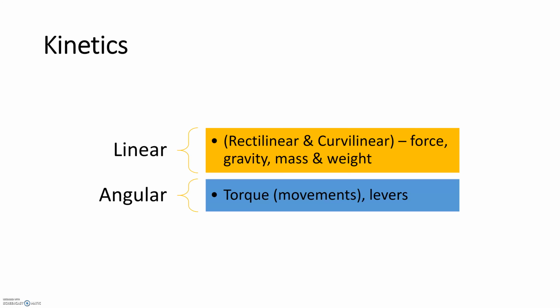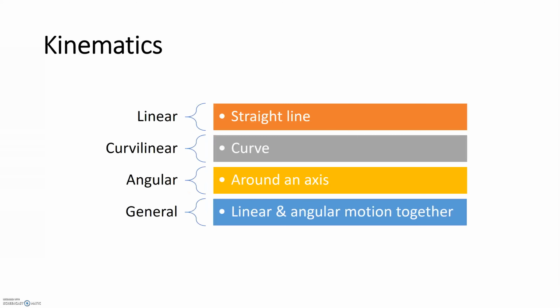There's linear, which has rectilinear and curvilinear, which is force, gravity, mass and weight, and angular, which is like movements and levers. And then you've got kinematics, and kinematics is a branch of the mechanics that deals with the motion or movement, and it is measured using mass times acceleration. So you've got linear, which is like straight line, curvilinear, which is curve, angular, around an axis, and general, which is linear and angular motion together.